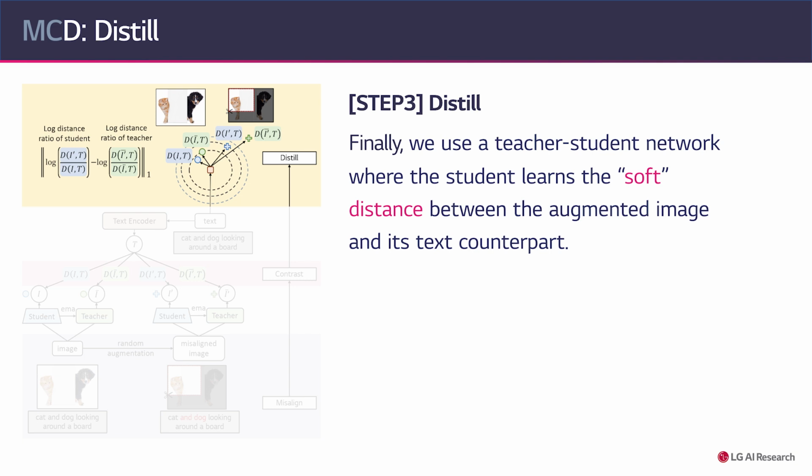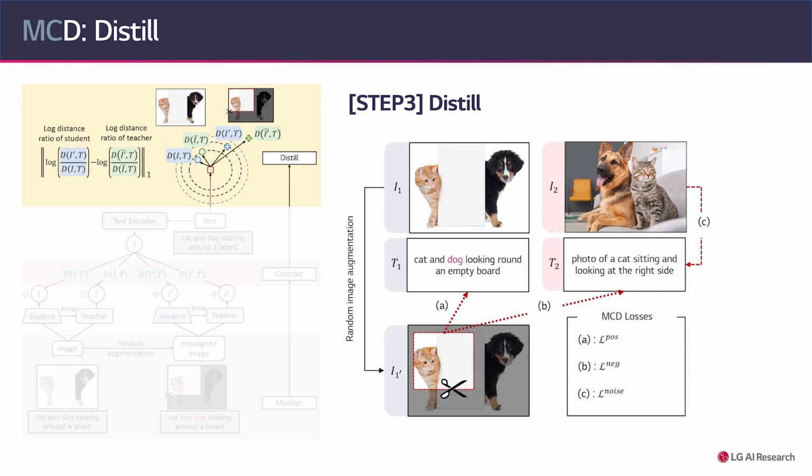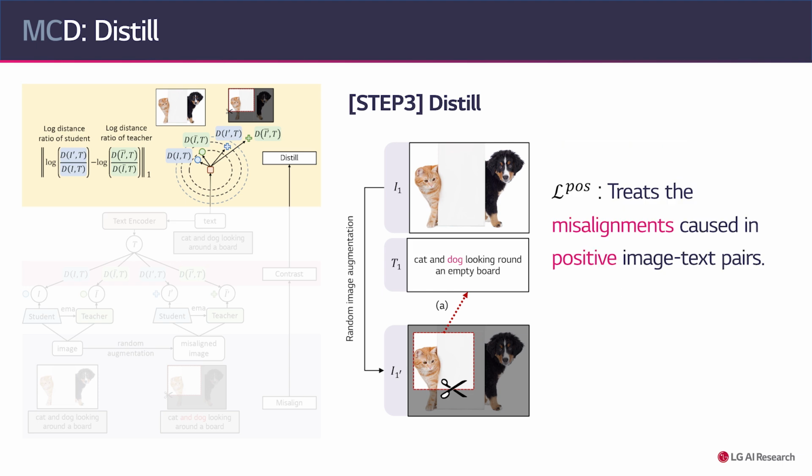Finally, we use a teacher-student network where the student learns the soft distance between the augmented image and its text counterpart. The distillation loss is composed of 3 terms that each treat different kinds of misalignments. The first term takes into account the misalignments caused in positive image-text pairs. For example, you can see that the random cropping of the image caused a mismatch with the text since no dog is left in the remaining image.